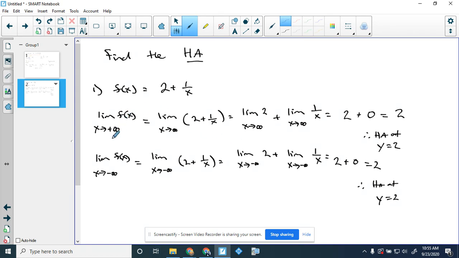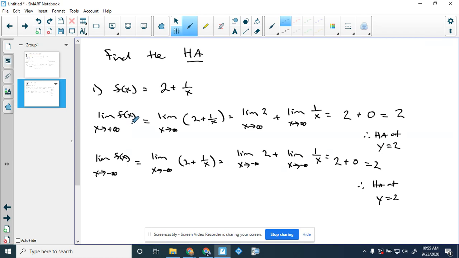Now, could I have been a little lazy and done plus or minus infinity here, noting that these are basically going to work out to be exactly the same? Yes, I could have. But it doesn't always work out to be the same. Sometimes you'll get a different number when you go to positive infinity as opposed to when you go to negative infinity. So you have to be conscious of that.